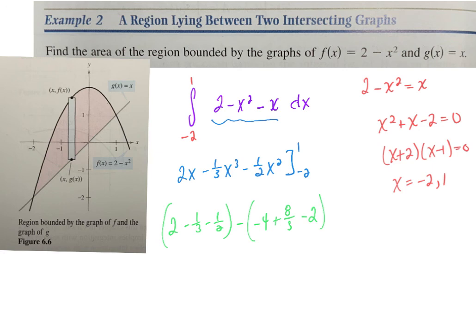Common denominator here is 6. The common denominator of 6 is going to give me 12, 2, 3. This is going to be 24, 16, and this is 12 over 6. So 12 minus 2, 10, minus 3 is 7. 27 over 6. Yeah, so that is 9/2.